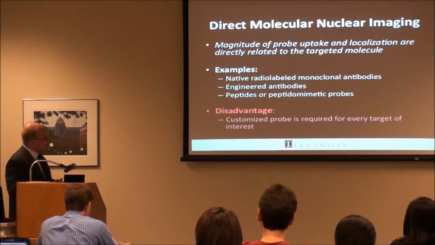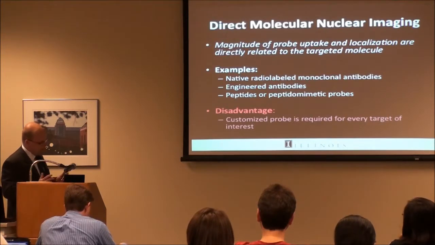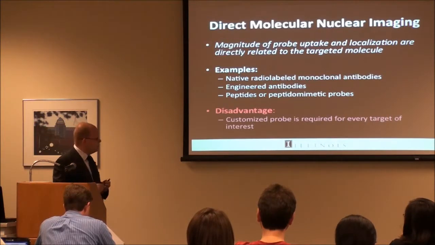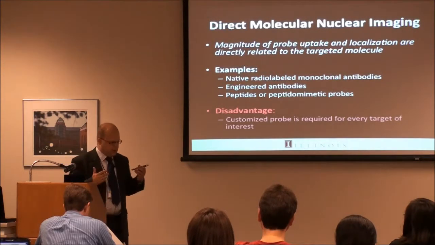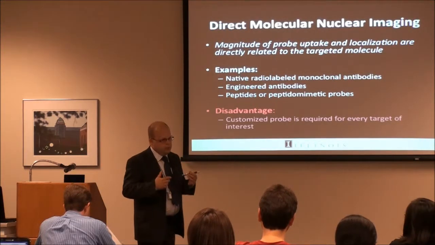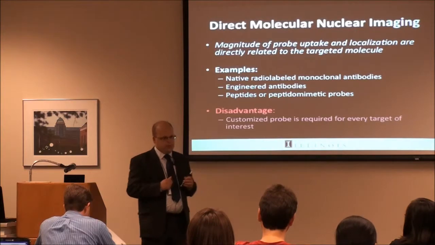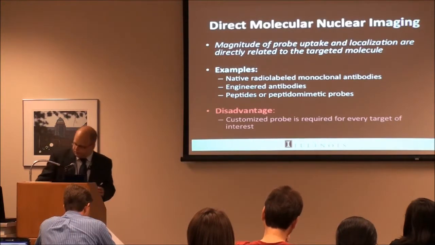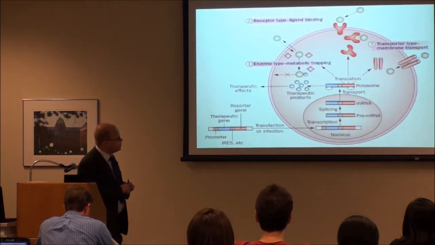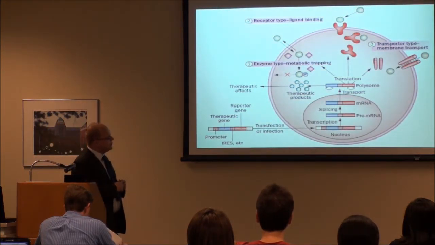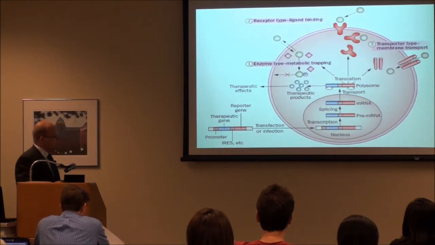One disadvantage of this approach of direct molecular imaging is that it requires a customized probe for every target of interest. So if you would like to image, let's say, some disease, we need to develop a probe for this particular disease. To overcome this limitation, techniques involving indirect imaging were developed.